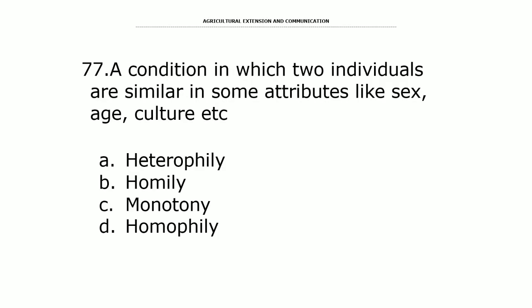Number 77. A condition in which two individuals are similar in some attributes like sex, age, and culture, etc. A. Heterophily. B. Homily. C. Monotony. Or D. Homophily. The answer is homophily.